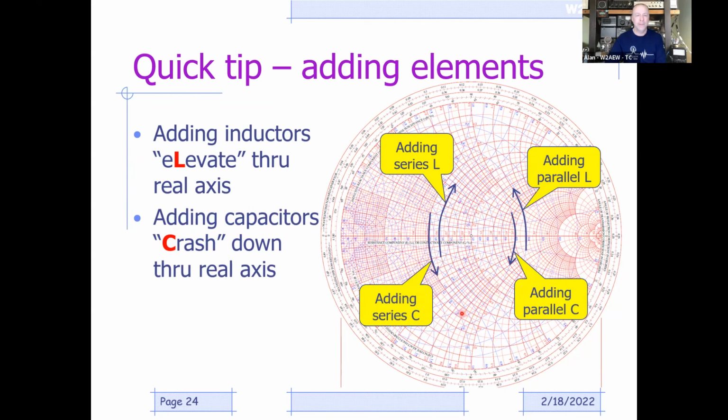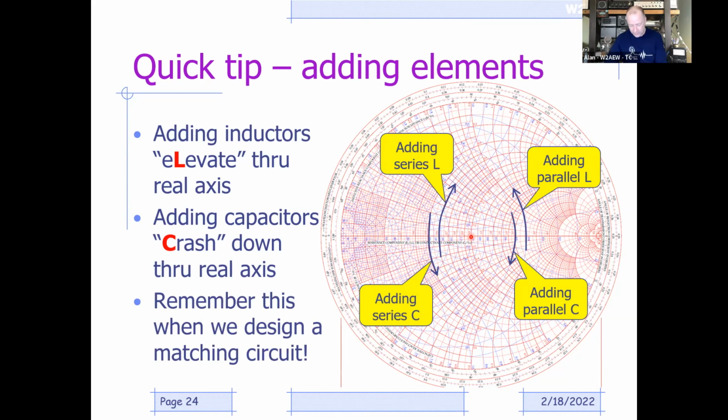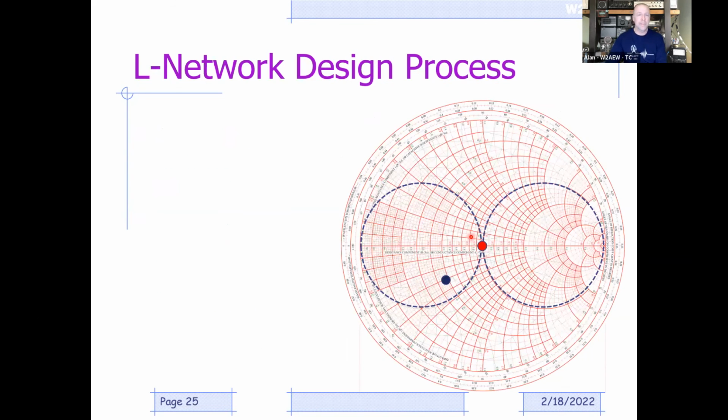So now you can kind of see that by adding series and parallel inductors and capacitors, we can walk our way from any impedance on the chart, walk our way down to and zigzag our way to the center of the chart to create an impedance match. That's actually how it works. So let's go take a look at the process.